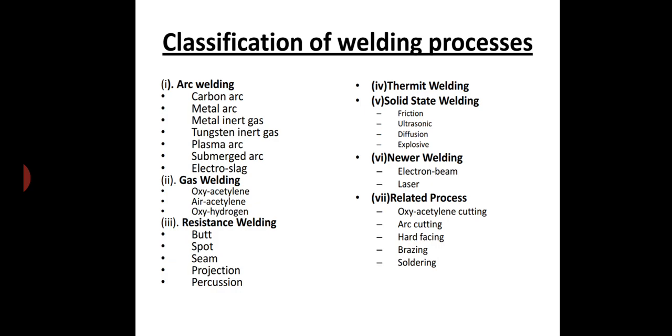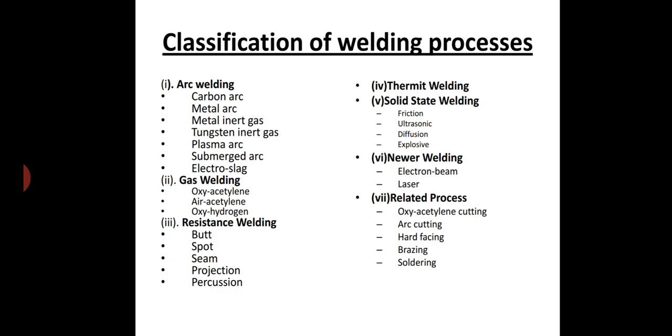So arc welding, when you come across it, you can have carbon arc, that is the most common one. Then you can have metal arc, metal inert gas, and tungsten inert gas, which is TIG welding. Metal inert gas is MIG welding, normally utilized for aluminum alloy welding. Then you can have much better ones like plasma arc, submerged arc, and electroslag welding. Gas welding can have the combination of oxygen acetylene, that is oxyacetylene, air acetylene, and oxyhydrogen.